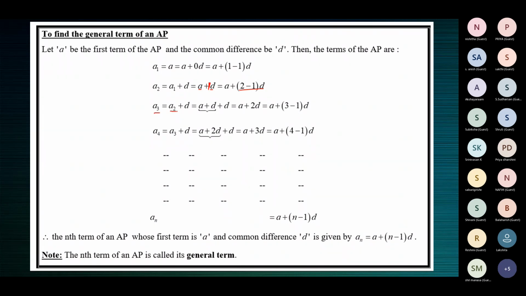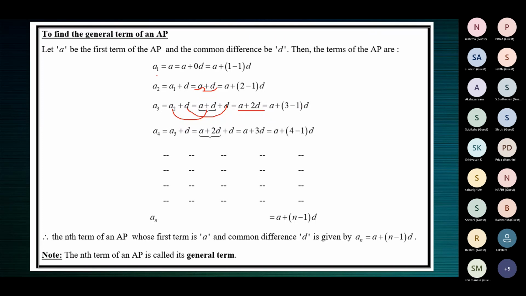A3 is the second term plus the common difference. The second term is A plus D, and the common difference is D. So A plus 2D. And A plus 2D can be written as A plus 3 minus 1 into D.